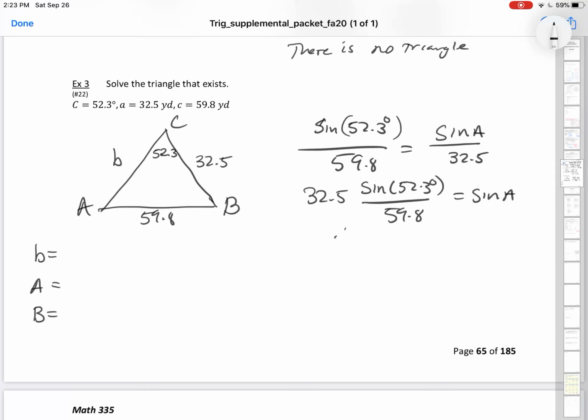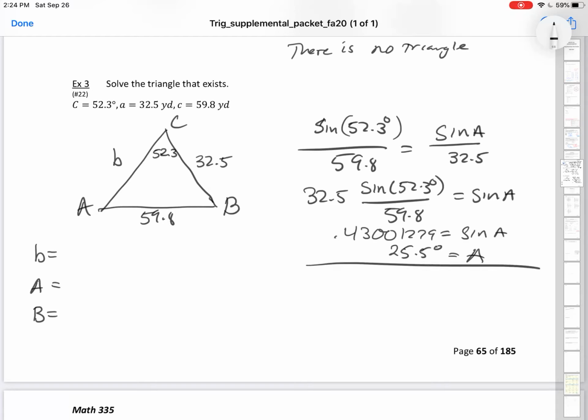I'm getting 0.43001279 is equal to sine A. Now I'm writing that down just for your benefit. What you know we're going to do is take the sine inverse of that answer, and we're going to come up with 25.46. Since the other one was rounded to the tenths, I'll say 25.5 degrees. Now the question is, could a second quadrant angle exist? So one triangle has A being 25.5.